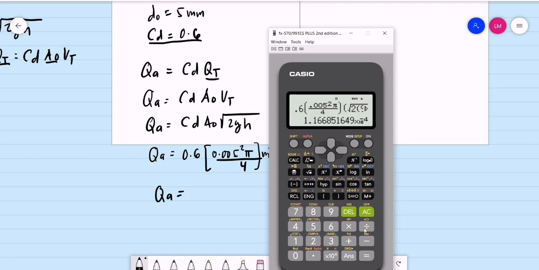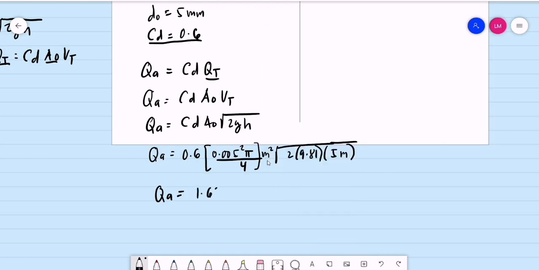Okay, then this is equal to 1.6685 times 10 raised to negative 4. This is in terms of cubic meter per second.